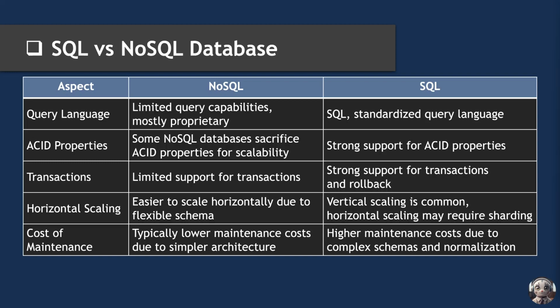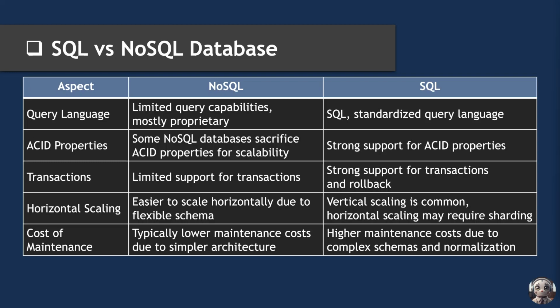Next aspect is ACID properties. Some NoSQL databases sacrifice ACID properties, that is atomicity, consistency, isolation, durability, in favor of scalability and performance. While this trade-off allows for greater flexibility and scalability, it may introduce risks such as data inconsistencies or loss in certain failure scenarios. SQL databases prioritize ACID properties, ensuring that transactions are atomic, consistent, isolated, and durable. This provides strong guarantees for data integrity and reliability, making SQL databases suitable for applications with stringent consistency requirements, such as financial transactions or e-commerce systems.